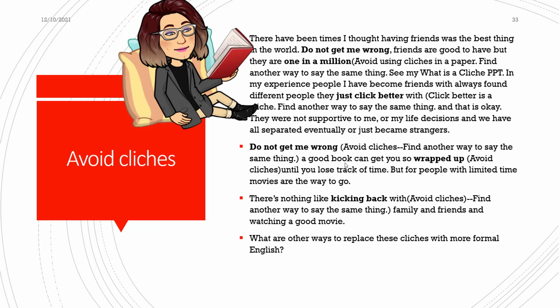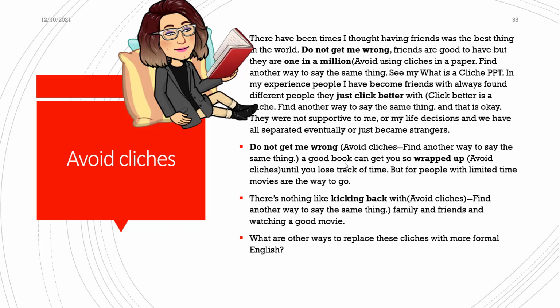Avoid cliches. In other words, when you write a paper, a cliche is an overused expression. It's an expression that's been used so many times that it's lost meaning, you know. And if you use too many cliches, you sound too conversational. When we write in formal English, we want to avoid cliches. And I'm going to do a video on what is a cliche. So I will upload that as soon as I finish this week 12, so that you can know what a cliche is and how to avoid it.